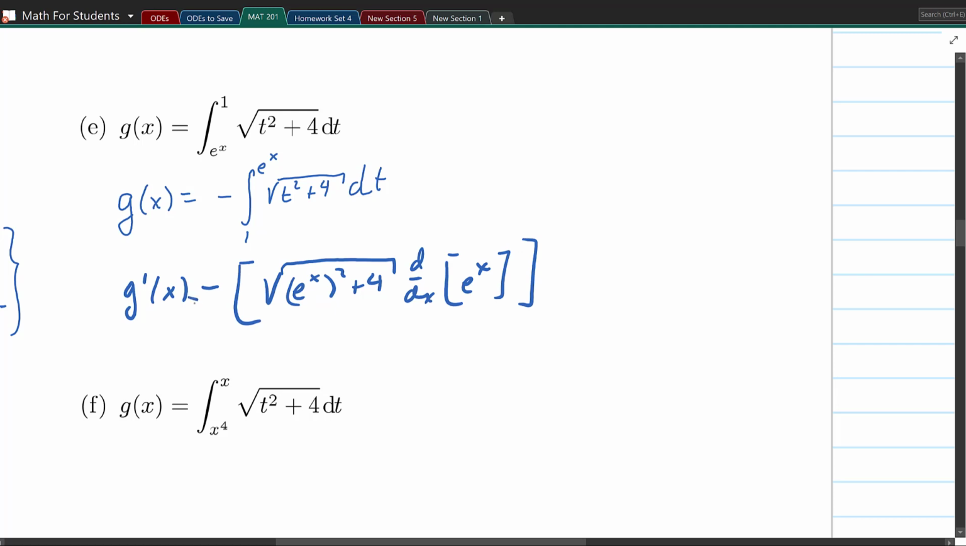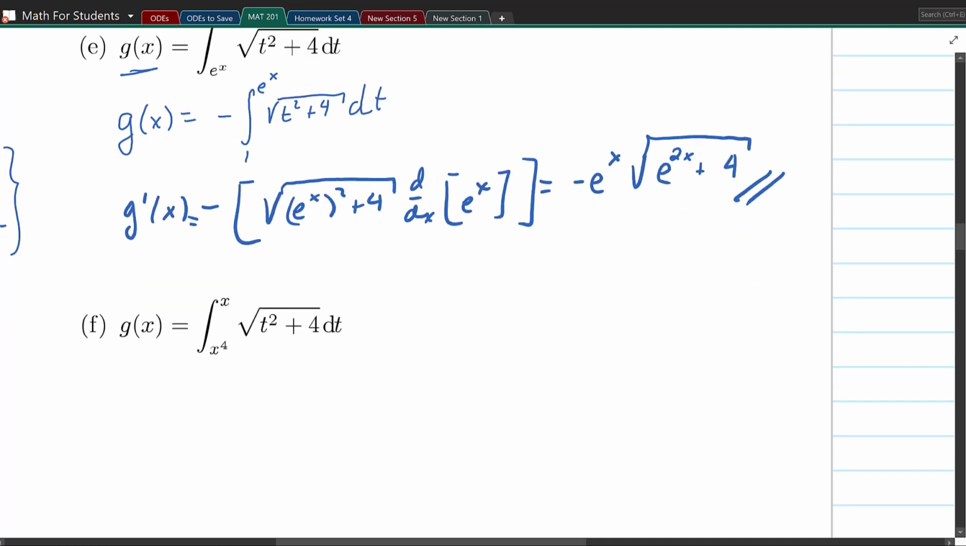Cleaning this up, we get that g prime of x is equal to negative e to the x times the square root of e to the x squared plus 4. Well, e to the x squared is just the same as e to the 2x, because we're multiplying e to the x by e to the x. And there is the derivative of this particular area function.